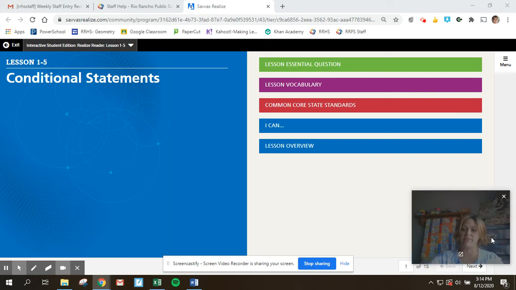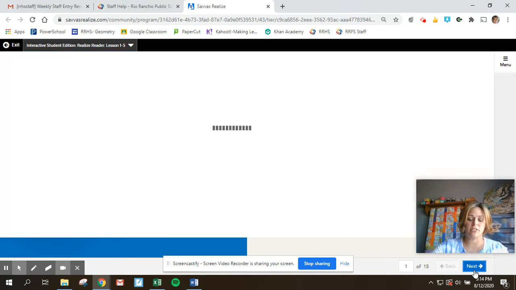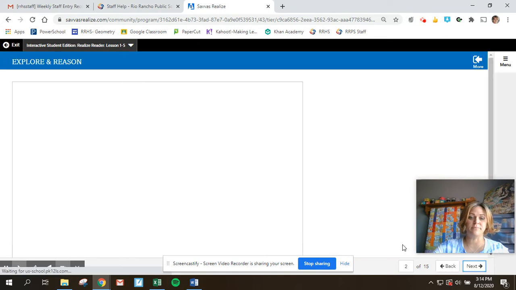Lesson 1.5. So today we're going to talk about conditional statements. This is, again, the beginning of proofs. We're still at the beginning stages. So I'm going to jump to the Explore and Reason.